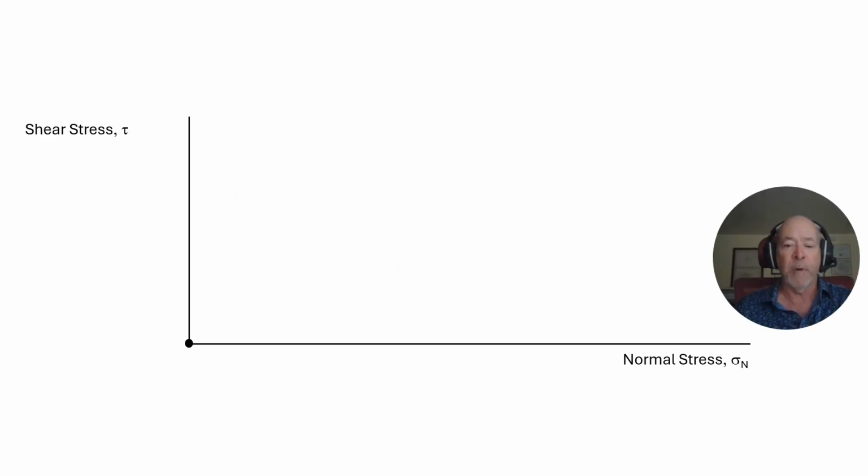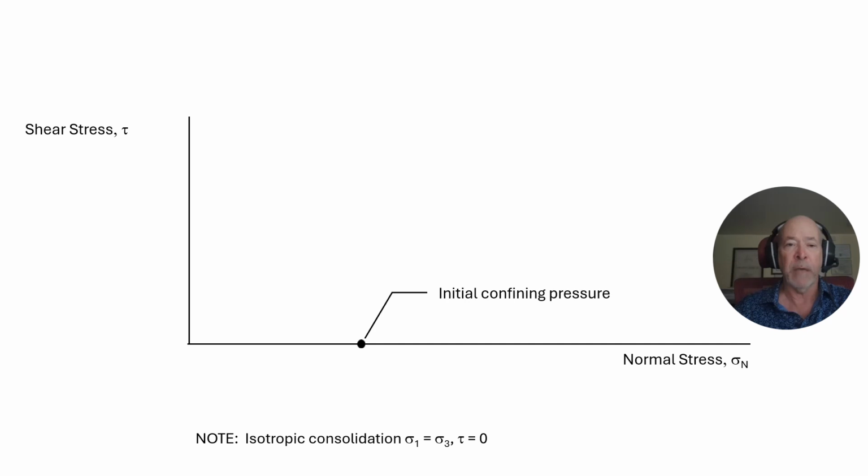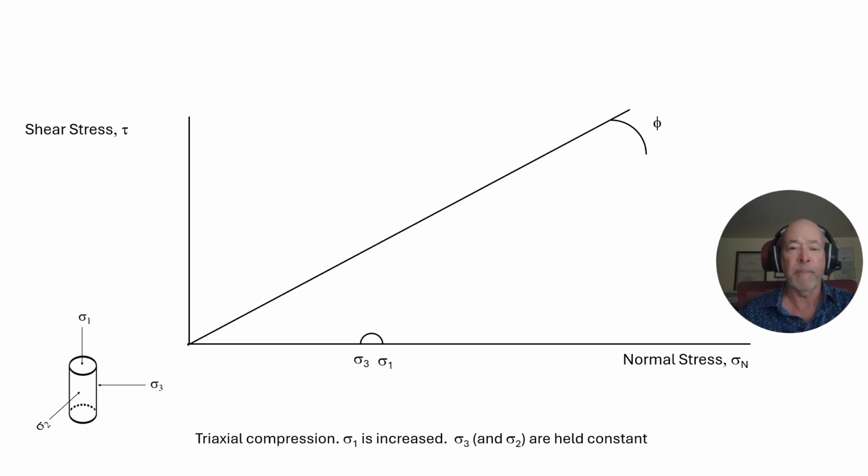So let's go back to our axes, normal and shear stress. We've got the point at the origin. We're going to run some isotropic consolidation. That means sigma 1 equals sigma 3 and tau equals 0. So we bring that out along this x-axis to the final point that we call the initial confining pressure. We put our failure envelope onto here.